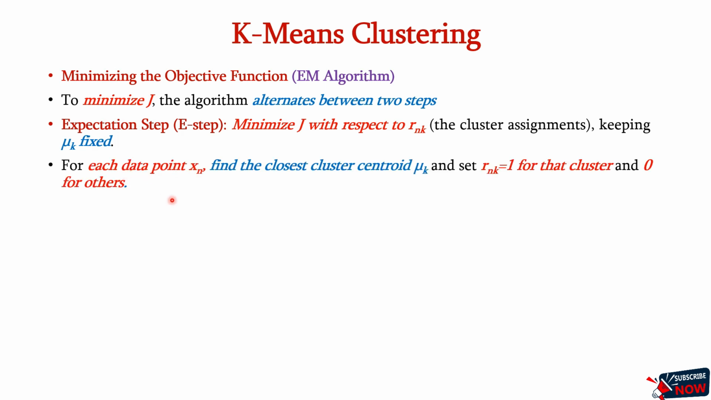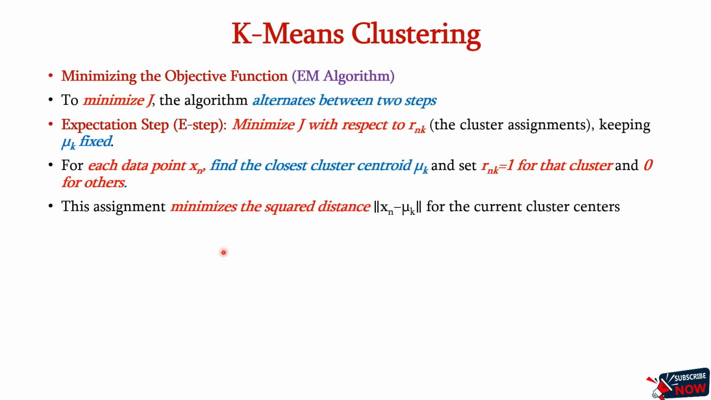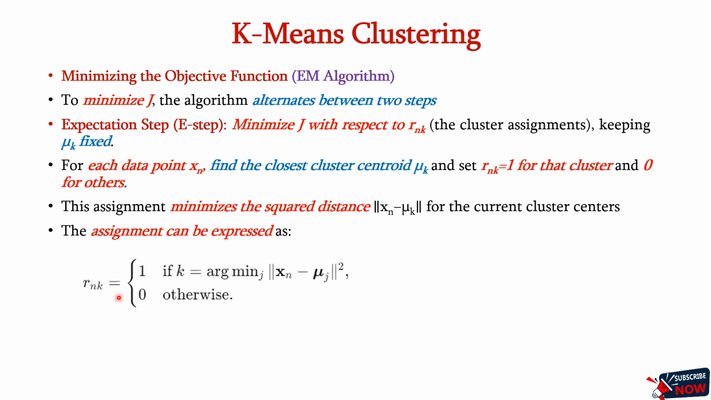That is, for each data point xn, we find the closest cluster centroid mu k and set the value of Rnk as 1 for that particular cluster and 0 for the others. This assignment will minimize the squared distance between the data point xn and the cluster centroid mu k. This assignment can be formally expressed as Rnk equals 1 if k equals the argmin over j of the norm of xn minus mu j, whole squared, and 0 otherwise.